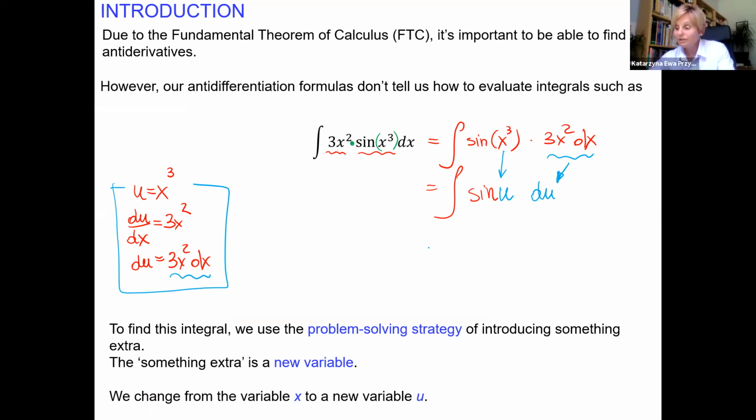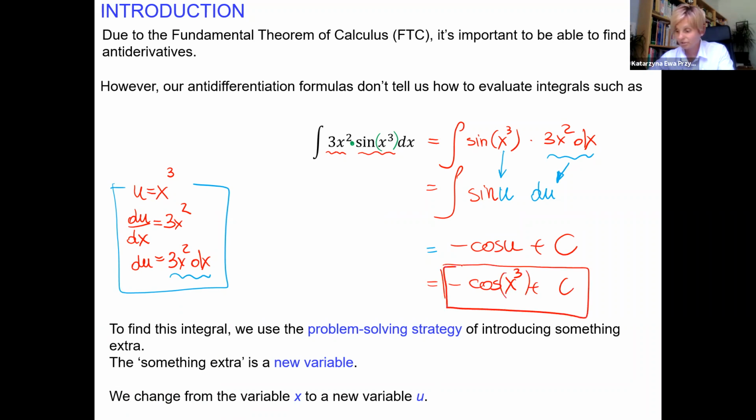Sine of u du. Integral of sine of u is negative cosine. I can actually use the red color because I use the u. Negative cosine of u plus the constant c. And at the end, instead of u, we can substitute back x cubed, just to finish with the original variable. That's what we will do. This is the u substitution. We did change the variable.